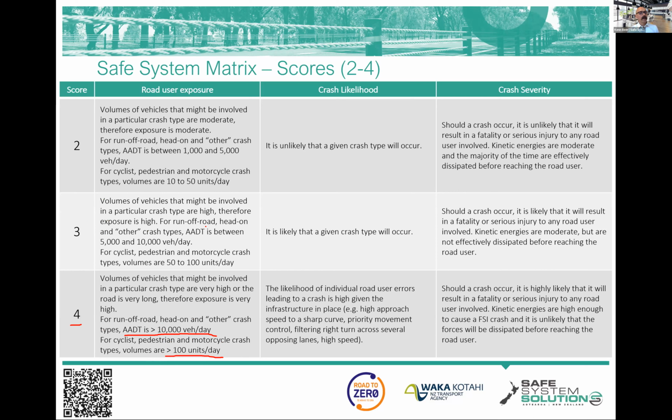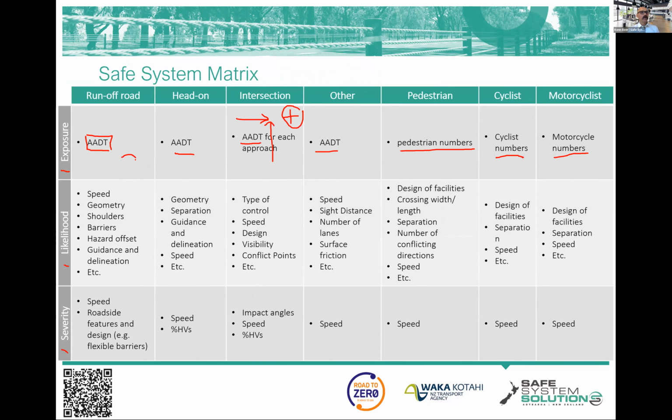What do we see? For run-off road, head-on, and other crash types, AADT is between 5,000 and 10,000 vehicles a day. Pedestrians, cyclists, motorcycles, 50 to 100 units a day. Okay, so we've got another category there. And we said, what did we say, 2,000 or 3,000? So it's not in that. Let's go to the next one, a 2. AADT is between 1,000 and 5,000. Great, okay. So that gives us a 2.